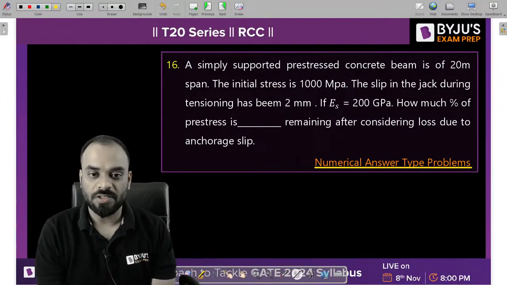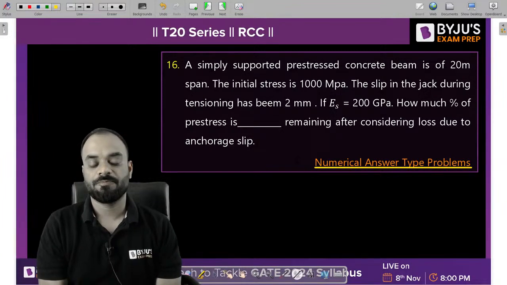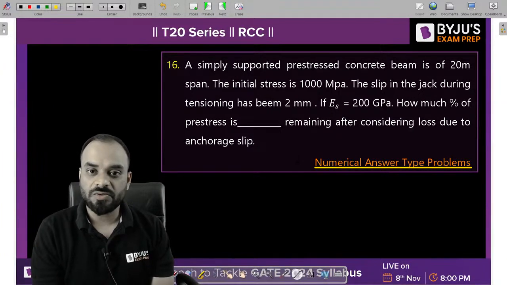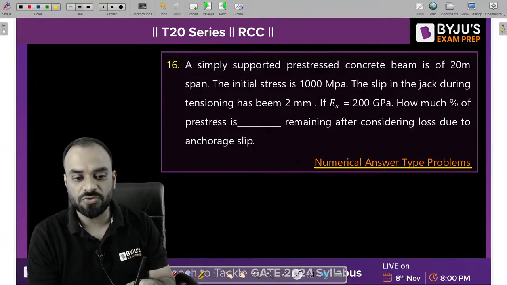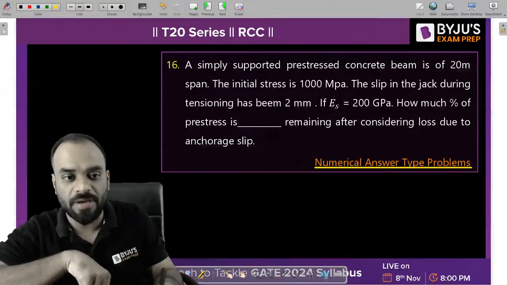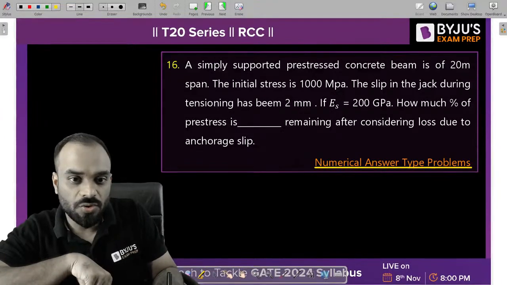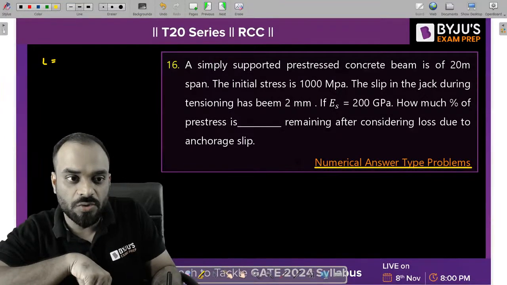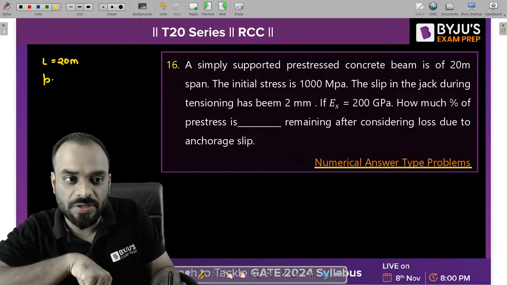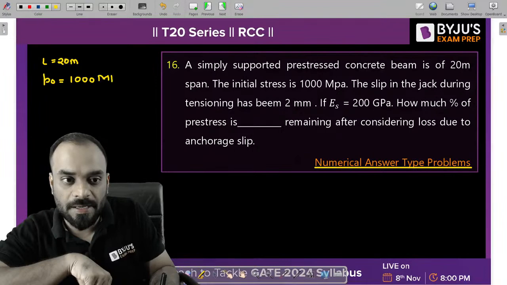It is based upon loss of pre-stress. There is a simply supported pre-stressed concrete beam whose span is 20 meter and the initial stress is 1000 megapascal. So what is given over here, guys? L is equal to 20 meter and the initial pre-stress, which is P naught, is equal to 1000 megapascal.